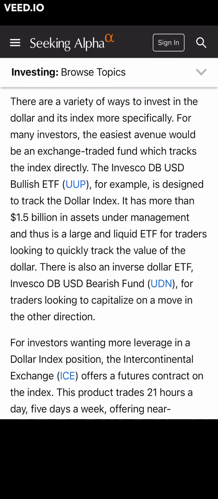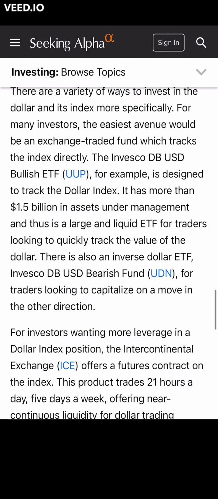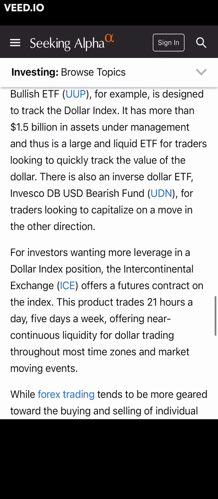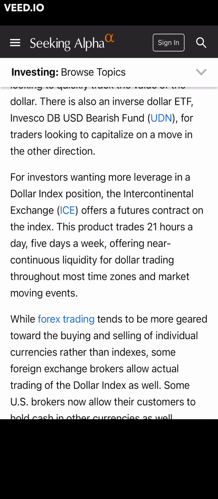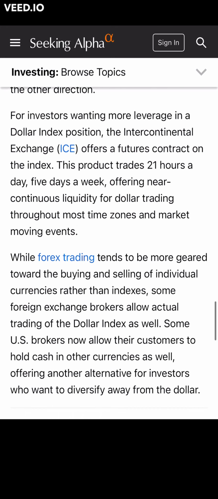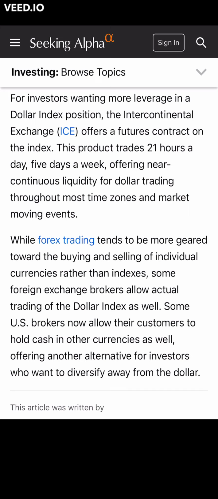There is also an inverse dollar ETF, Invesco DB USD Bearish Fund, UDN, for traders looking to capitalize on a move in the other direction. For investors wanting more leverage in a dollar index position, the Intercontinental Exchange (ICE) offers a futures contract on the index. This product trades 21 hours a day, 5 days a week, offering near continuous liquidity for dollar trading throughout most time zones and market-moving events.